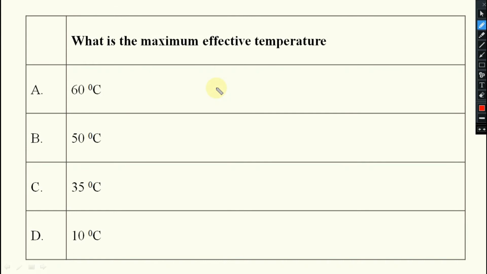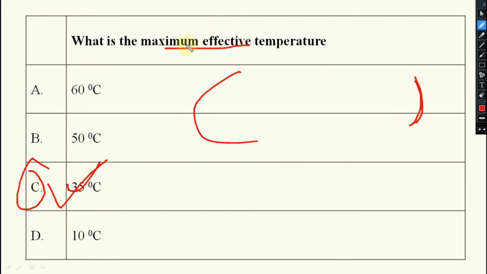Next, what is the maximum effective temperature? That is 35 degrees centigrade. So this is also your comment work. What is the other synonym of this maximum effective temperature?